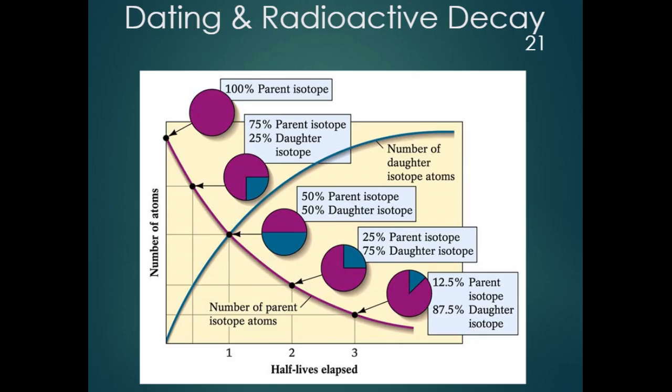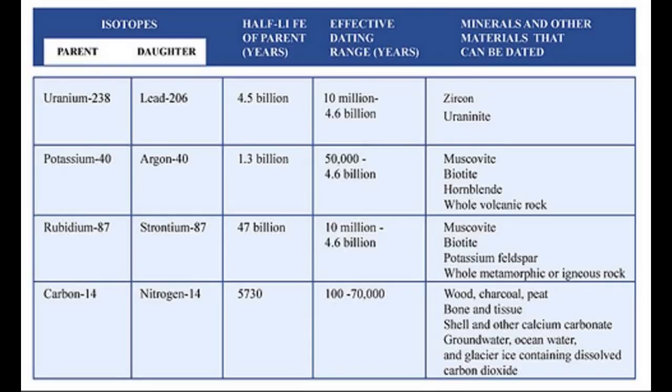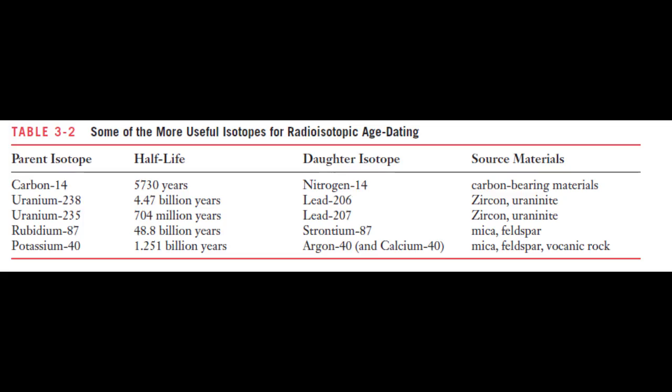Now you will get a chance to practice this skill in your lab section. There are several unstable, stable element pairs that are used and discussed in the text, but I want to mention two here, just carbon and fission track dating.